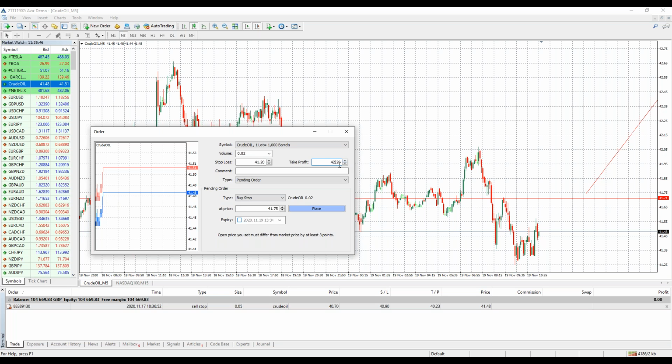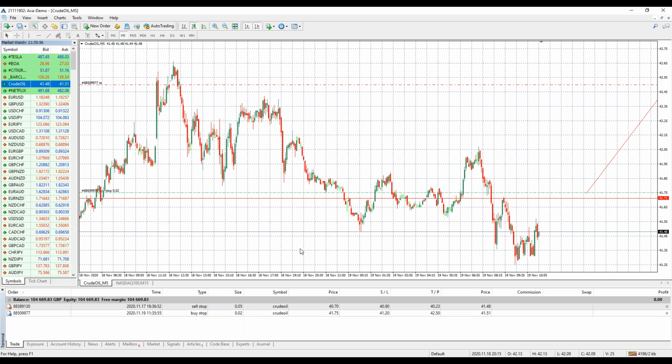If there's a big enough story to shoot oil back up, like maybe OPEC Plus saying, yeah, we're going to cut production again. You never know. That story could come out at any time. So I've got my buy stop waiting for it. If it hits this green line, it buys, takes profit at the first major resistance up here.